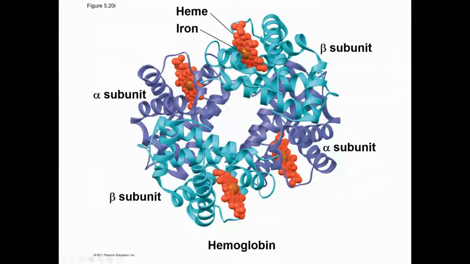And here's hemoglobin. You can see we have two alpha subunits and two beta subunits, and they bind iron. This is hemoglobin.